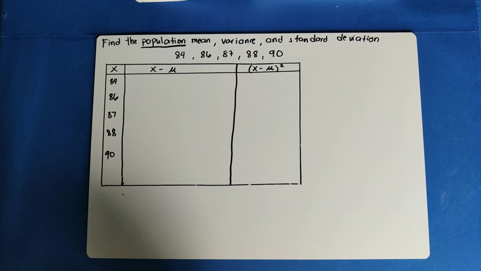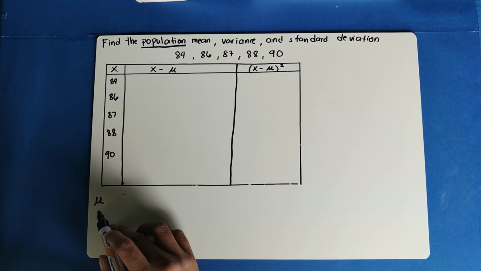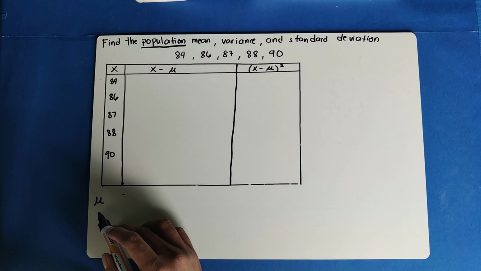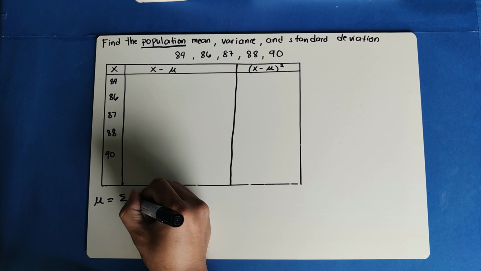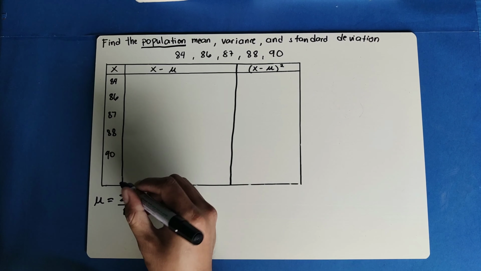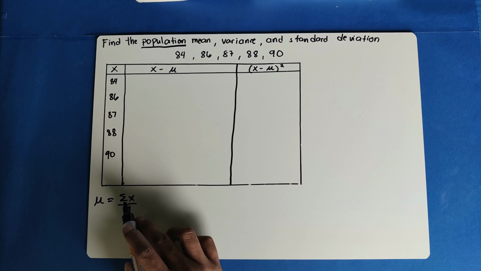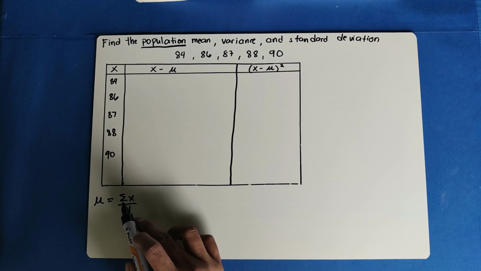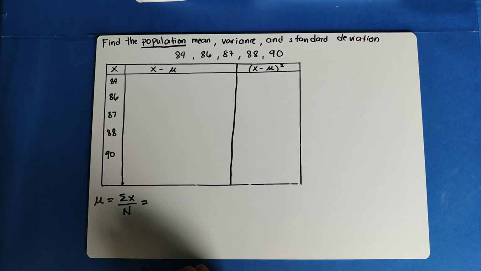Now, the formula in getting the population mean is mu. Ito yung mu, ito yung symbol ng population. So, population mean. Ito yung symbol ng population mean. So, the formula in getting the population mean is mu is equal to summation of x over n. Summation of x, ibig sabihin yung x natin yung mga data. Okay? So, ibig sabihin ng summation, i-add natin lahat ng values ng x. Okay? So, let's start finding the population mean.